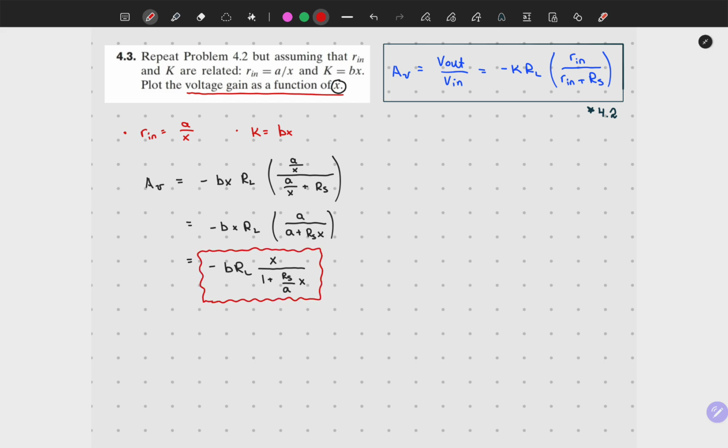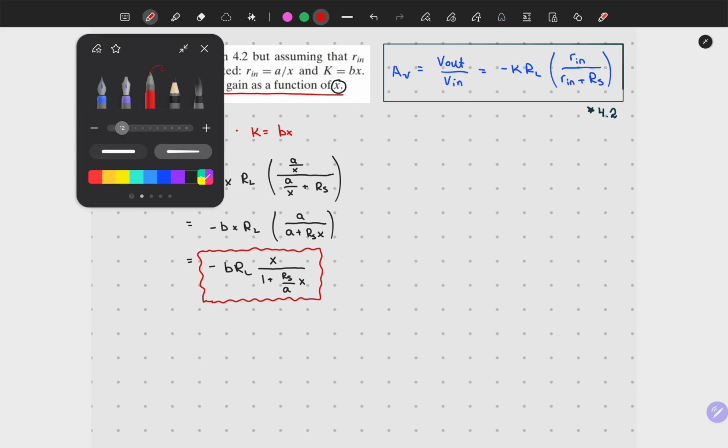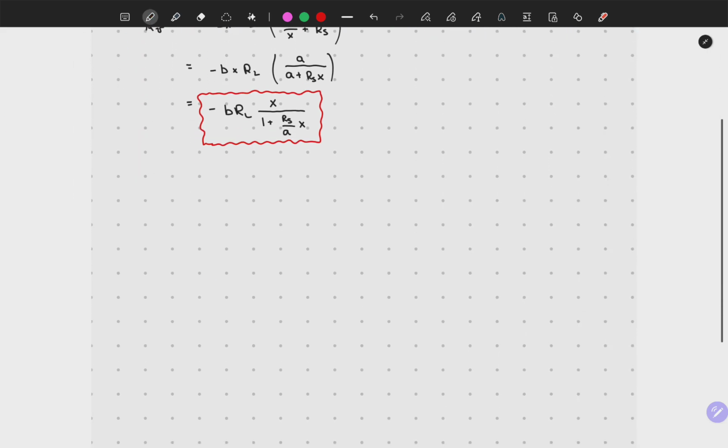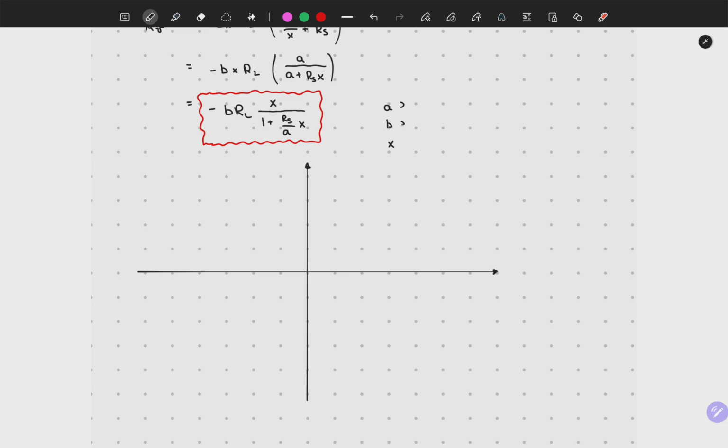And at first it might seem a little bit confusing as to how to make this plot, but it really isn't. Let's just go through it one step at a time without any assumptions, and then we'll do a plot with a few assumptions regarding the values of A, B, and X. But we'll start by just considering A and B to be greater than 0, and then X greater than or equal to 0, just so we don't have an undefined value.